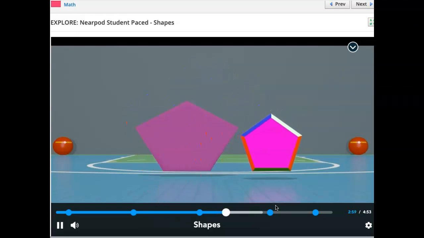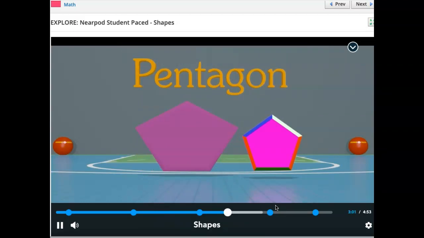A shape that has 5 sides and 5 angles is called a pentagon. There are so many different shapes that can make a pentagon. It's really awesome, guys. Go home and draw some.